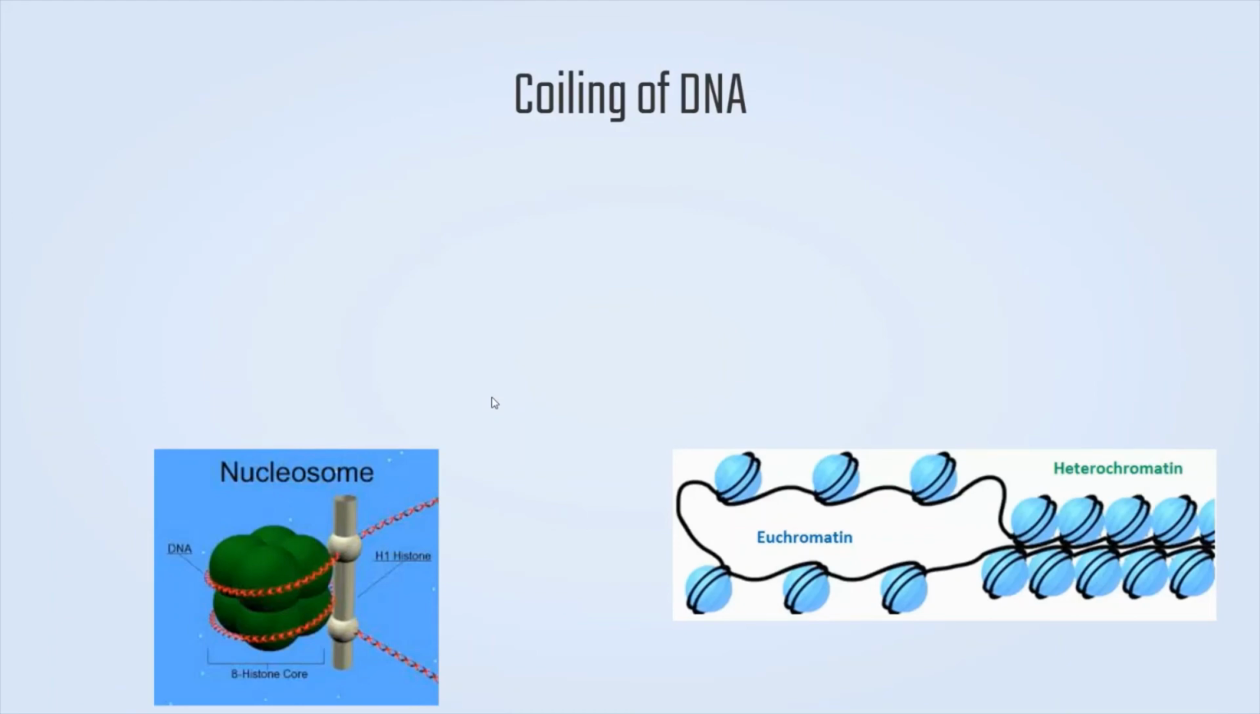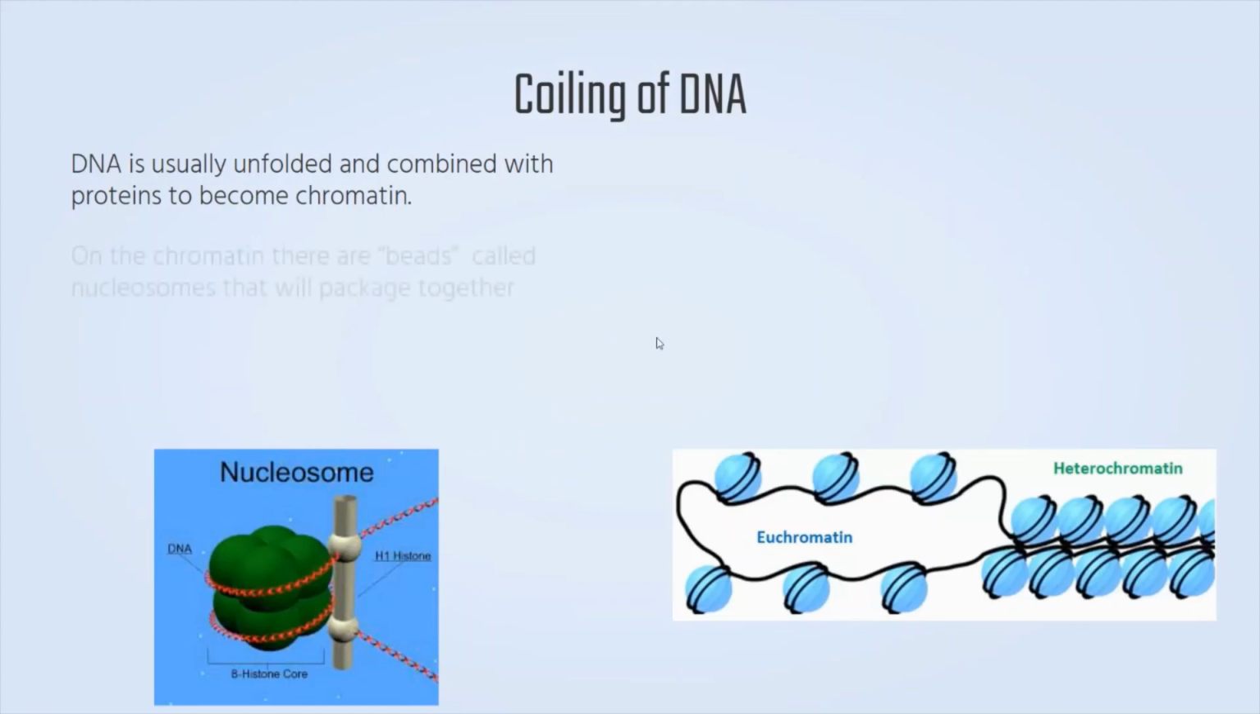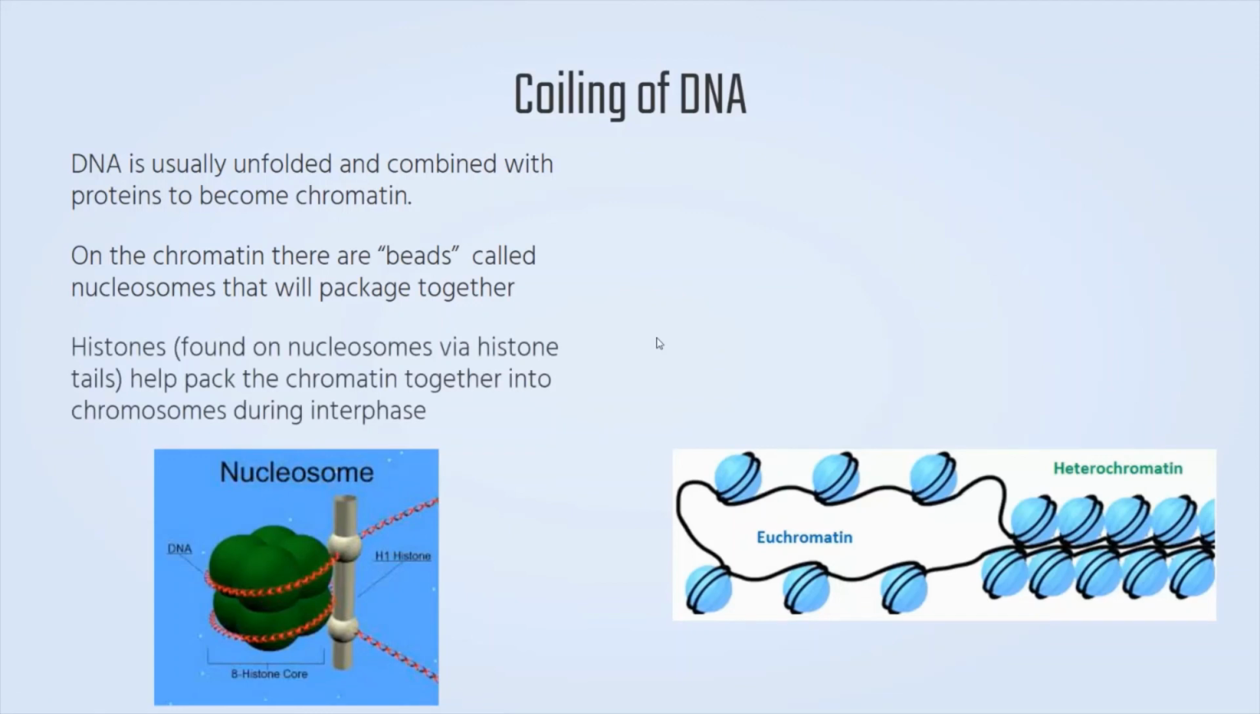Now let's talk about the coiling of DNA. Usually, DNA is unfolded and combines with proteins in order to become something called chromatin. On top of the chromatin, there will be beads called nucleosomes that will package together. Histones, which are found on the nucleosomes via histone tails, will help pack the chromatin together into chromosomes during interphase.